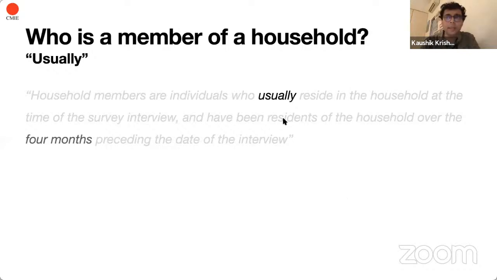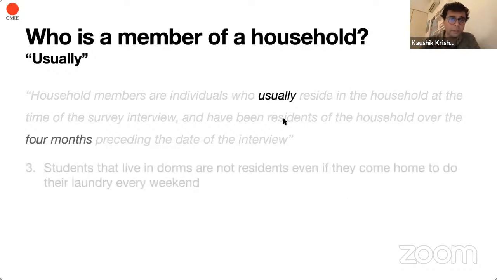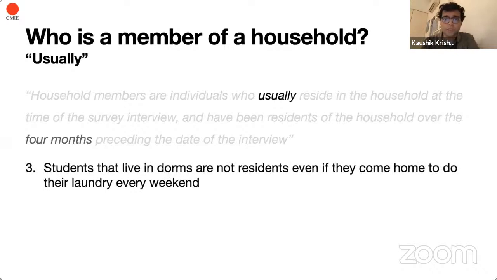There are some exceptions that work in the other direction. For example, students that live in dorms, they're not residents of the household, even if they come home every single weekend to do their laundry, because they don't usually live in the household. They usually live in a dorm, not in the household.